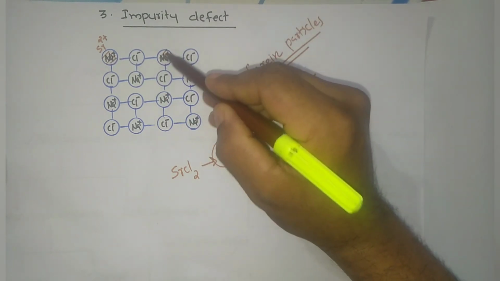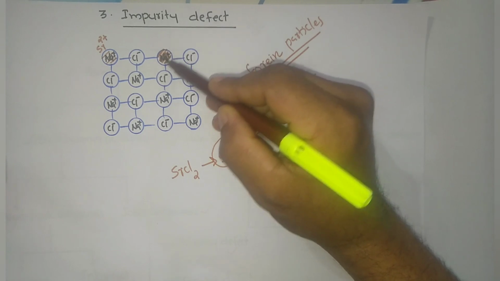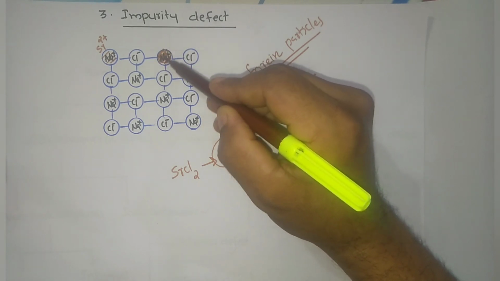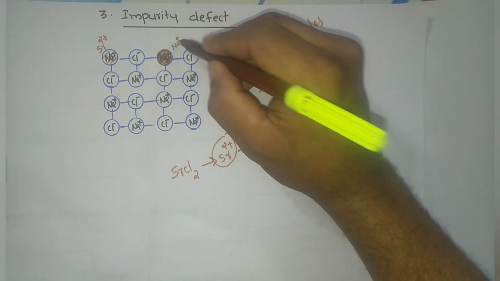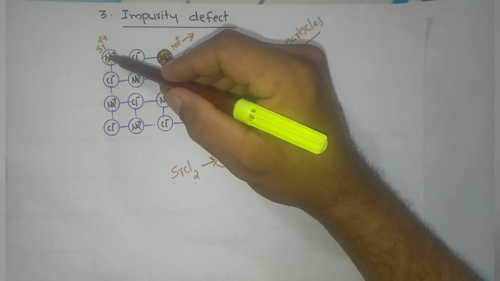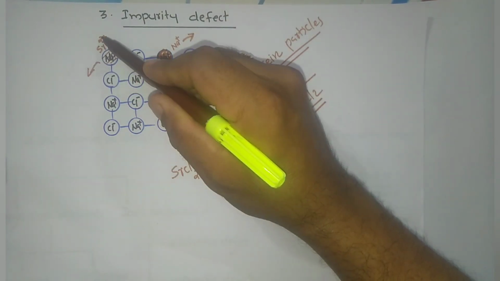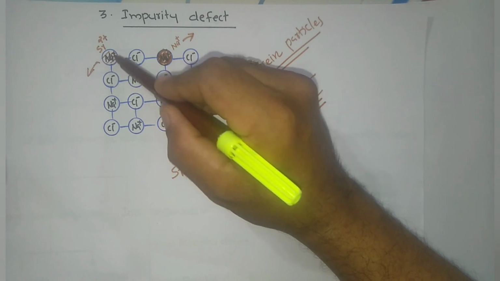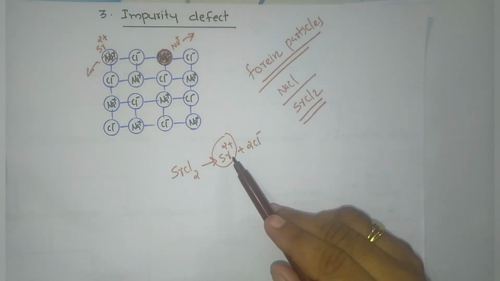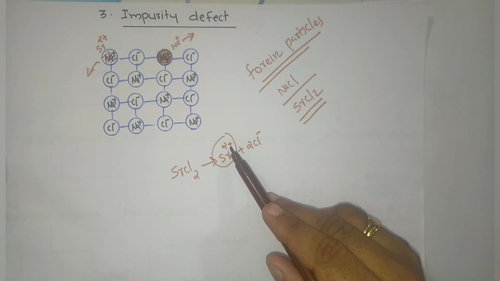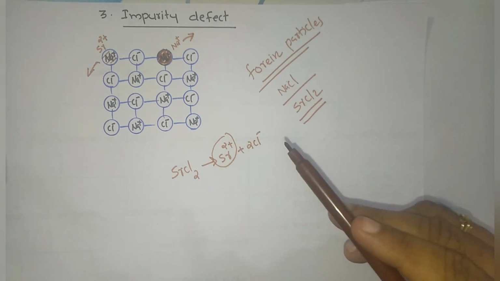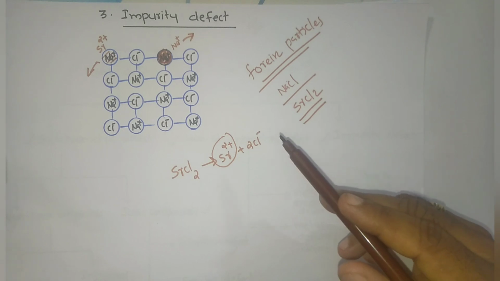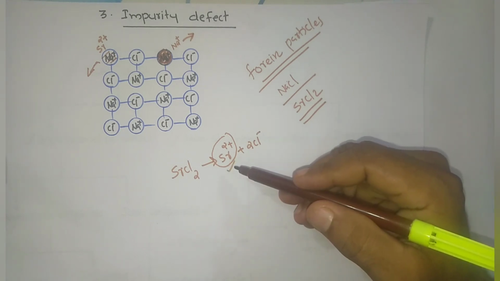Then here this Na plus ion is missing. Clear? Na plus is missing from the lattice site, but here Sr2 plus ion occupies the position of this Na plus ion. Okay, because what is the charge of Sr2 plus? 2 plus. So 2 positive charges replace 2 Na plus ions. Net charge neutral. Clear?